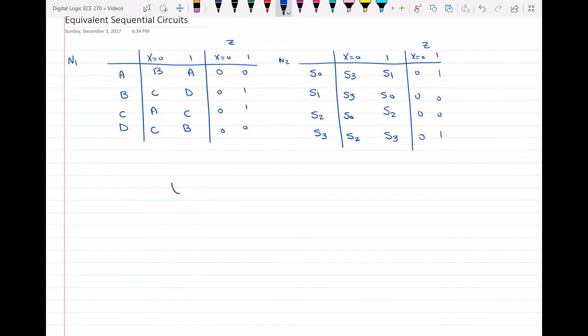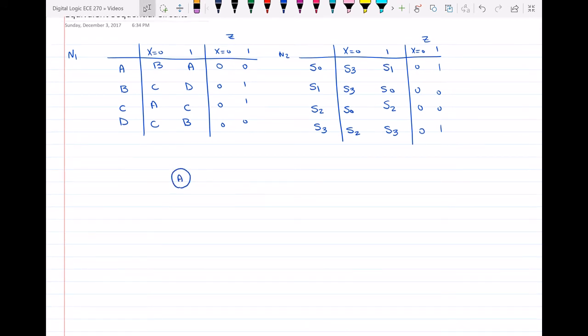We know that we have state A, and if x is equal to 0, where are we going? We're going to state B, right? So if x is equal to 0, we're going to state B, and then the output for x equal to 0 is also 0. So we are at state B. Then, if you're at state A and x is equal to 1, we're going to stay at state A with the output of 0, right?